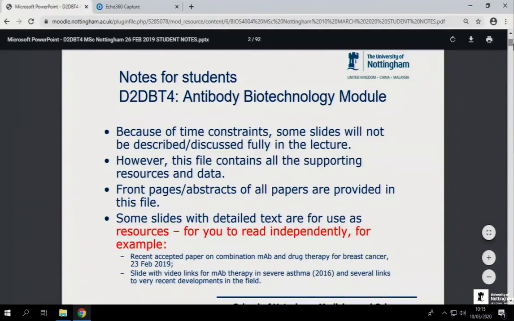All those slides have data and resources for you, and quite a lot of front pages of papers with the summary, so you don't have to go down into PubMed or the library or anything. All these papers are on the presentation, okay? So they're there for your own resources. If you're particularly interested in using a type of monoclonal antibody in therapy, all you have to do is make sure that you have a quick look at the paper, find the authors, and you can do some more reading yourself, okay? Because you're master's students and not undergrads, I've taken the liberty of giving you a lot of information which you can selectively use, okay?